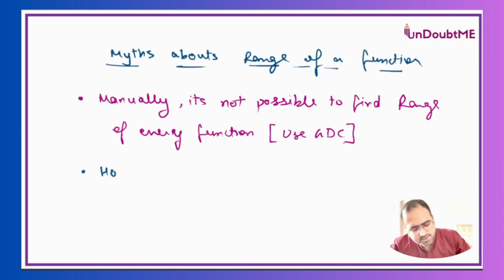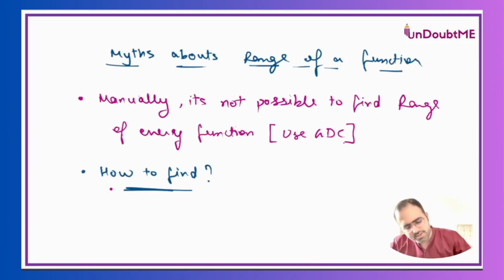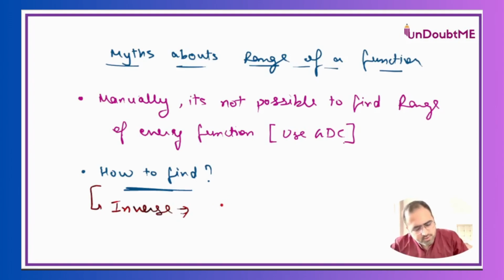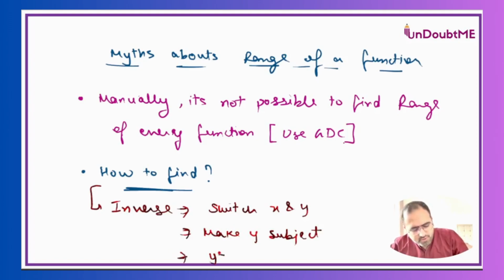Second thing, how to find range. To find range, you should be clear with how to find the inverse of a function. How do we find the inverse? First, we switch x and y. Then we make y the subject. And then we finally write it down in the form of y is equal to some f(x). So your inverse is also a function only.